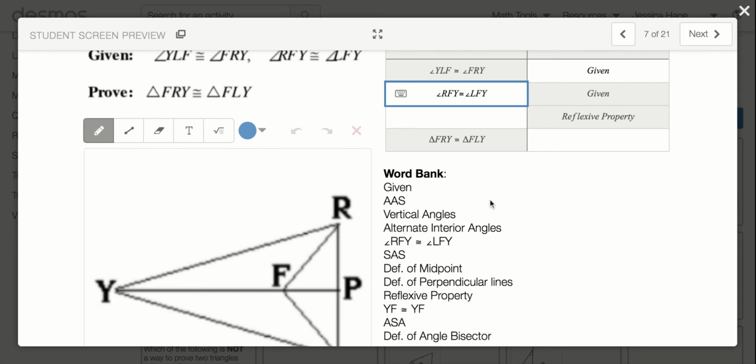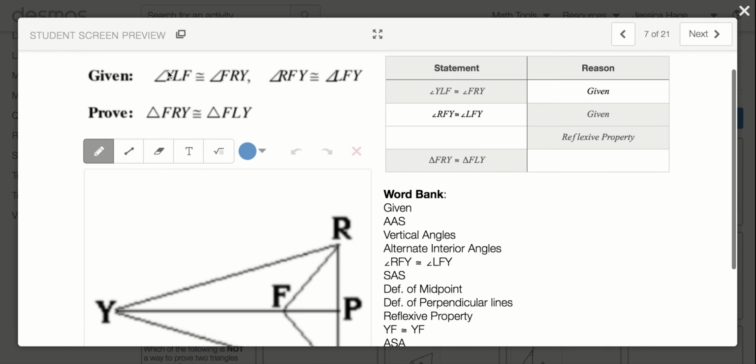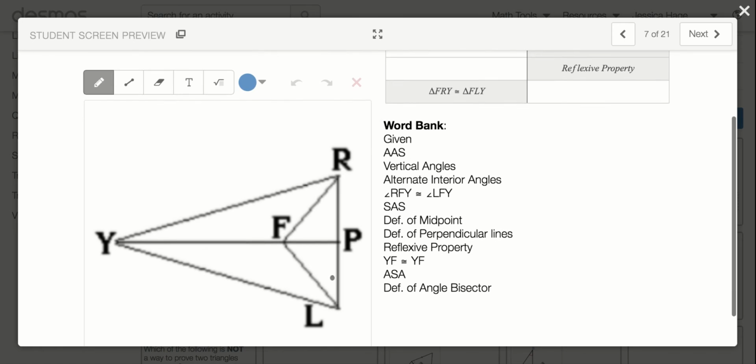And so we're going to mark those angles in the picture. So we'll start with the first one. Angle YLF is congruent to angle FRY. L and R are your middle letters, so that's called your vertex. So we mark an angle there.